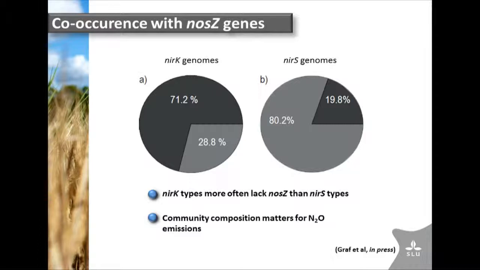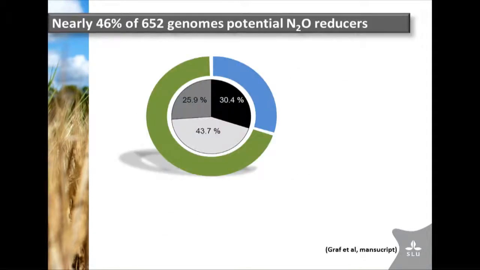Whereas denitrifiers that have the other type of nitrite reduction, they in most cases carry this gene also, so it co-occurs. And this is an indication that community composition would matter for N2O emissions. If we then focus on all the organisms that carry the gene coding for nitrous oxide reduction, that was almost half of the organisms in our data set.